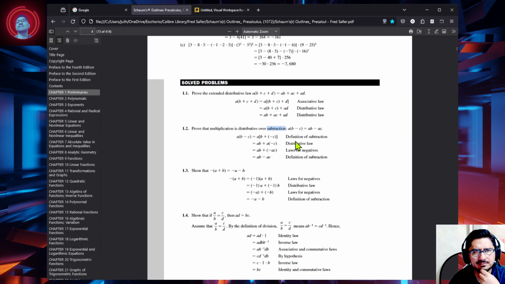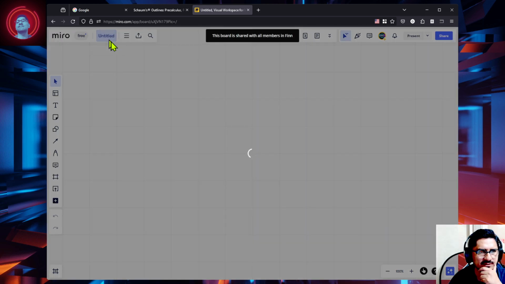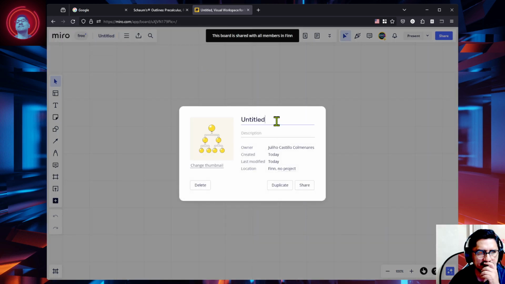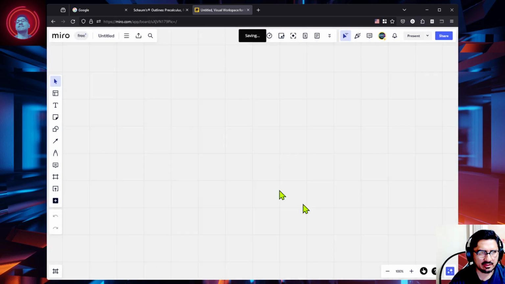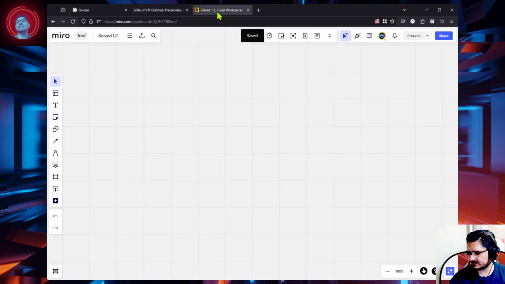So we have to prove the distributive law, but for subtraction, and it would be a great exercise because we can just go with the properties to understand the properties. So let me just write a proper title. Okay, and well, the idea is this.